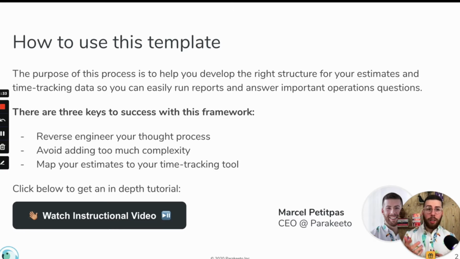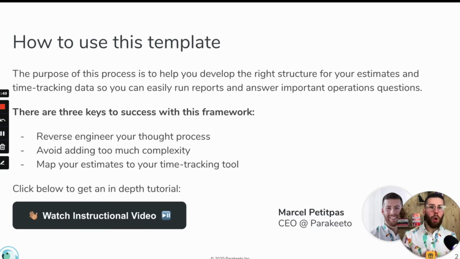And then the last one is we don't correctly map these things. So we set up our estimate to have all these different fields, and then we don't do the right work to go into our time tracking tool and reconcile what piece within the time tracking tool is going to map back to that line item on the estimate.